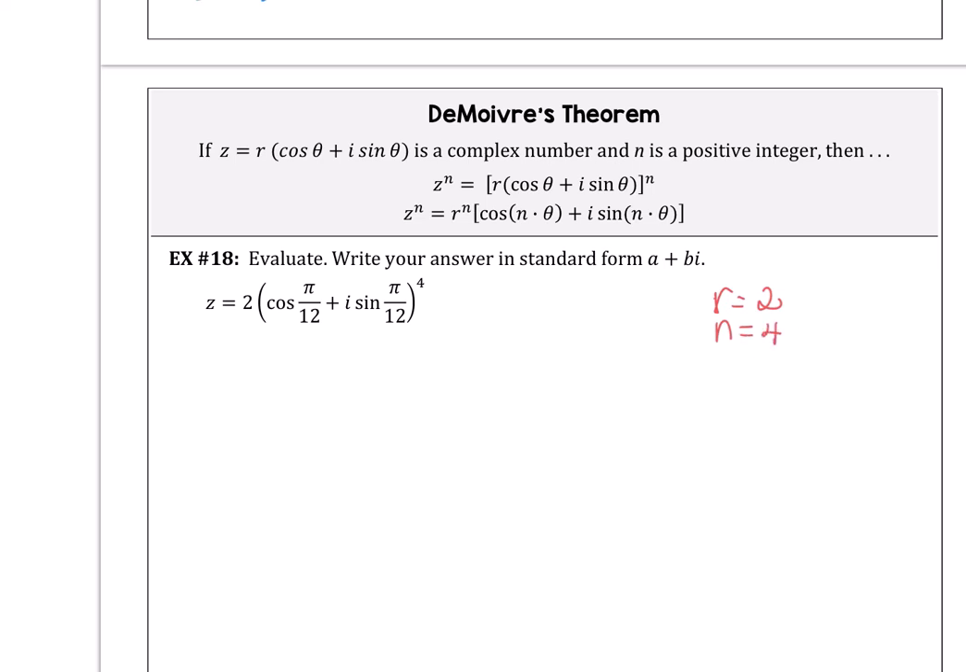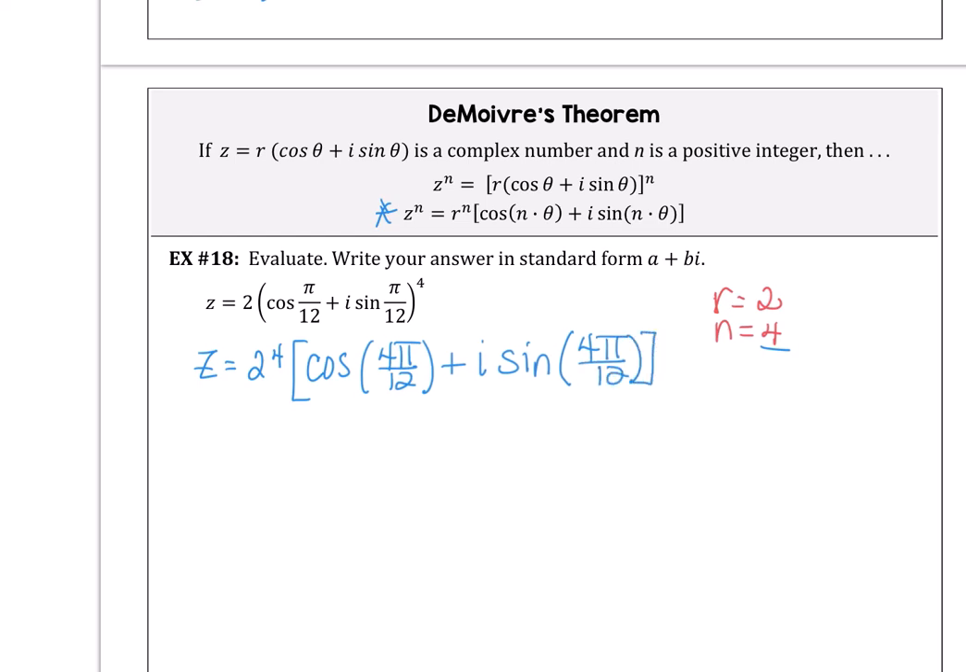And following our pattern here, z is 2 to the 4th cosine 4 times pi divided by 12, so 4 pi over 12, which will simplify to pi over 3. And then i sine 4 pi over 12. 2 to the 4th is 16. And then we want cosine of pi over 3 plus i sine of pi over 3.